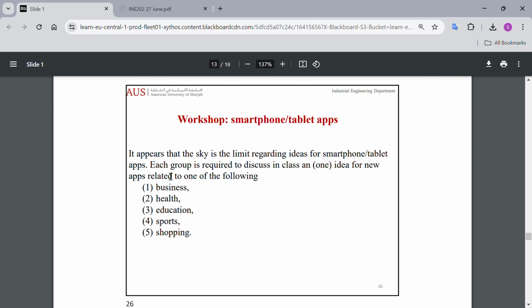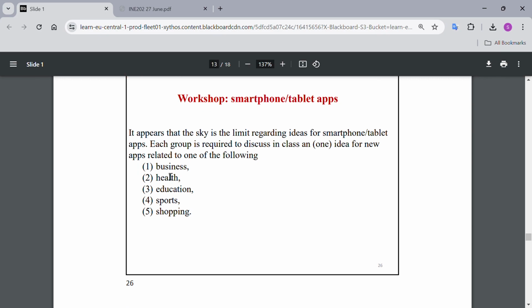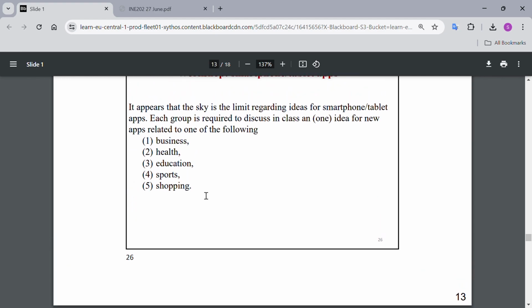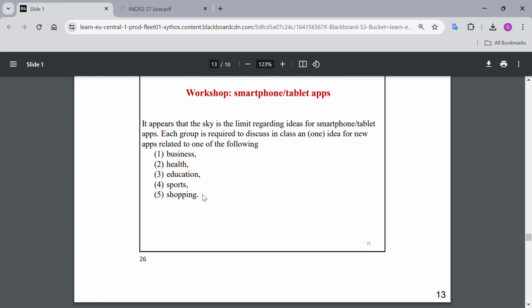Okay, so this is supposed to be a workshop, and each group is required to discuss. You can discuss an idea for a new app. Now this is the fintech period, where it appears that the sky is the limit regarding ideas for smartphones, tablets, and apps, and so on. There are many in all sectors: business, health, education, sports, etc. So they are everywhere. So you can have an idea of an app. If you have an idea of an app, you can discuss it, talk it, even share it with us.